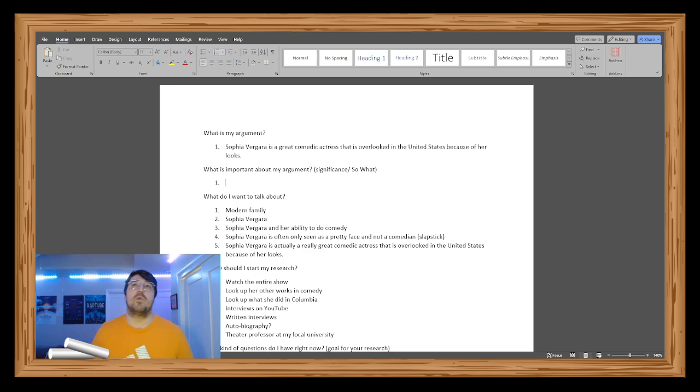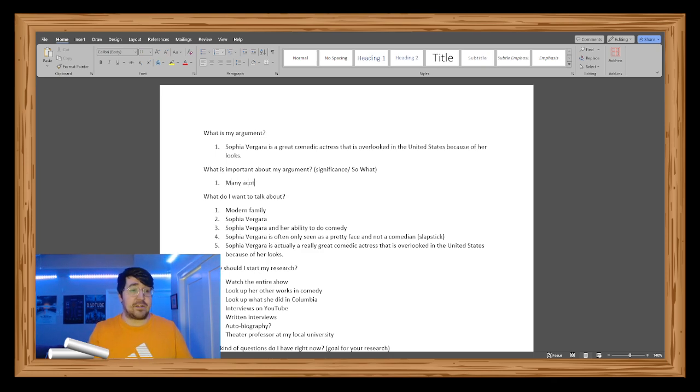Let's say your argument was Pizza Hut made a mistake switching their dough like 10 years ago or something. I think they did. Everyone's like, okay, so what? What's the big deal? Your argument might not be that significant. It might not be important at all, right? It's the same question here. Why is it important for us to talk about this?